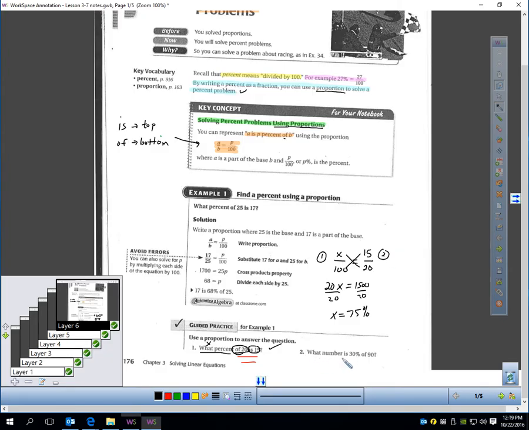What number is 30% of 90? So 30% means 30 out of 100. Okay. What number is? Is goes on top. I have an unknown amount on top. And can you see of 90? Of is on the bottom, so the 90 goes on the bottom. I'm not going to solve this, but all you have to do is cross multiply and solve, and you'll find out what the number is. So proportions should be an easy way to set these up.